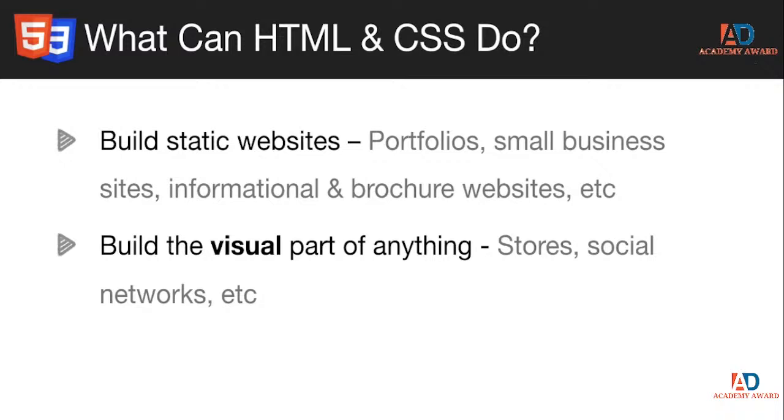A good example of a static website is, let's say, a portfolio to display some of your projects, a small business website, maybe a plumber wants a website where they can display their company info, their contact info, stuff like that. Plumber, construction, flower shop, anything like that. Also informational and brochure websites. Okay, you can build some really, really beautiful stuff with just HTML and CSS. You just can't have that special kind of functionality like a shopping cart or something like that. You're going to need to learn more to do that stuff.